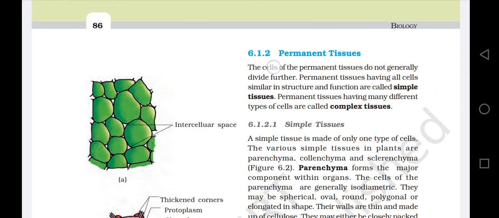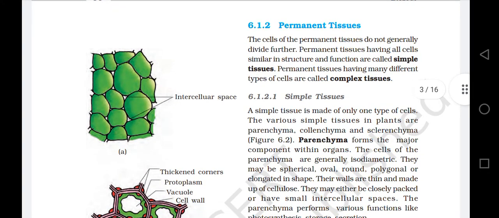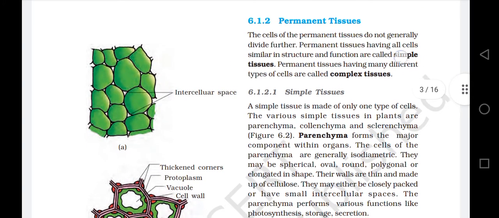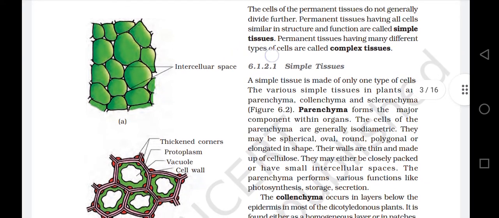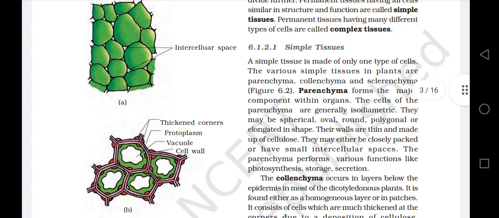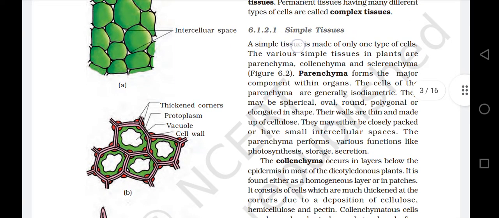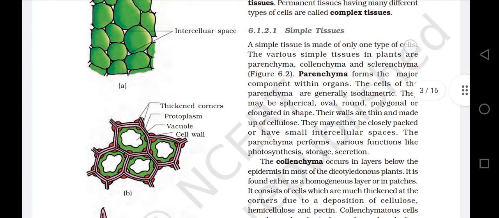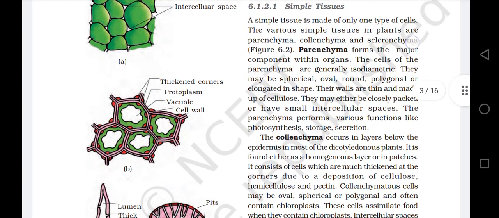The cells of the permanent tissues do not generally divide further. Permanent tissues having all cells similar in structure and function are called simple tissues. Permanent tissues having many different types of cells are called complex tissues. 6.1.2.1 Simple tissues. A simple tissue is made of only one type of cells. The various simple tissues in plants are parenchyma, collenchyma, and sclerenchyma.